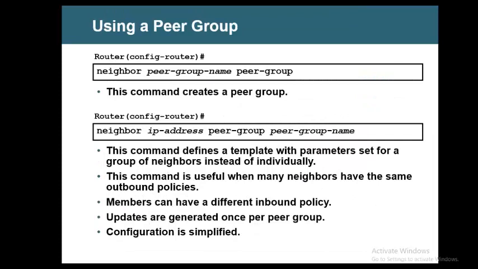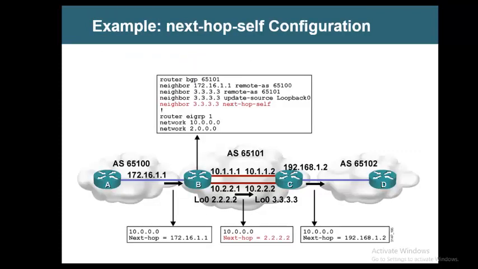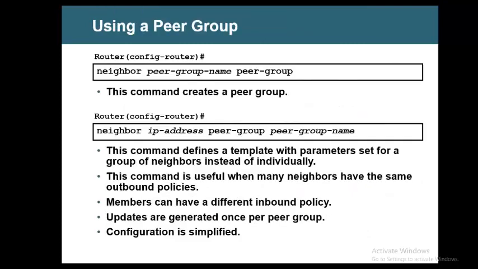The next topic is an interesting topic. This one and the next topic, we will do the lab later. Let's finish this theory today. Peer group. What is peer? Neighbor. Neighbor group. Whenever we have common configuration to do with multiple IBGP neighbors. This peer group concept is only for IBGP.